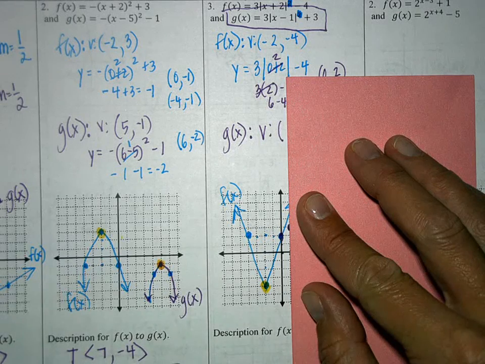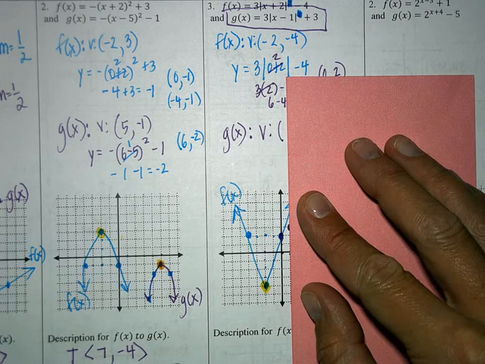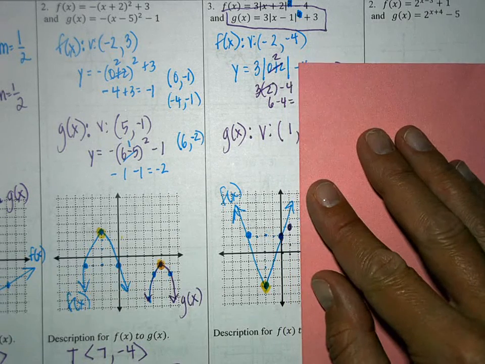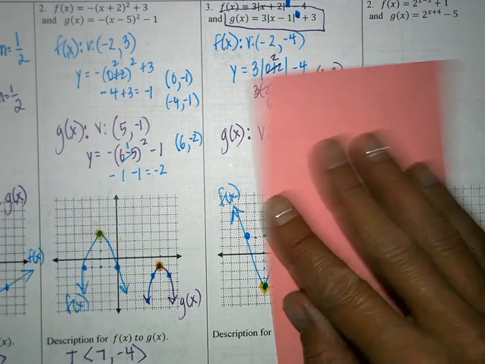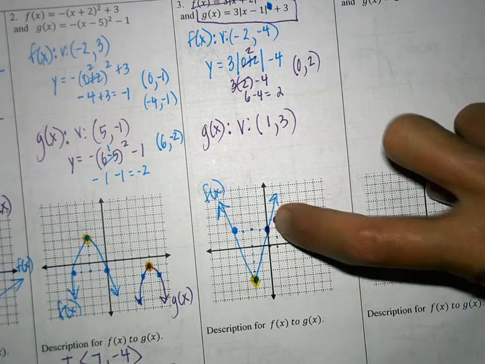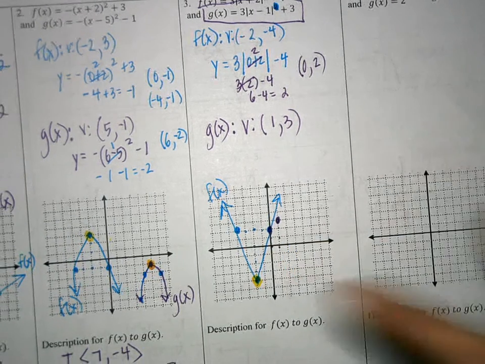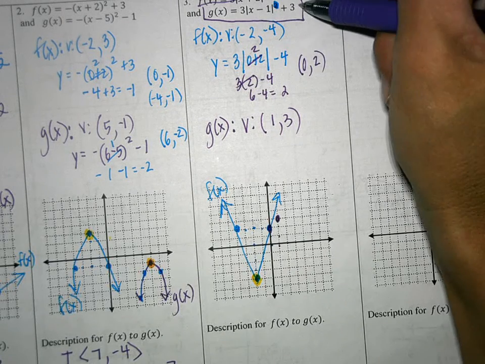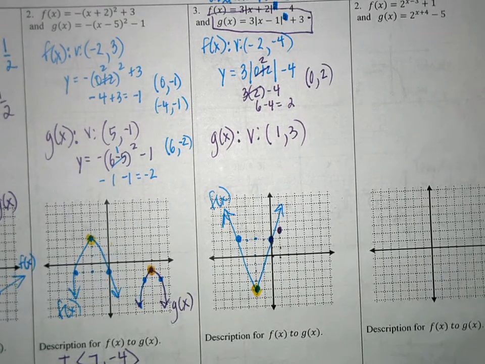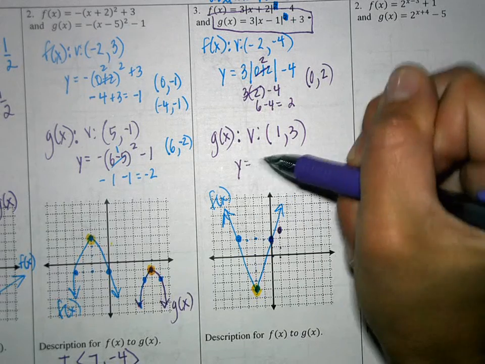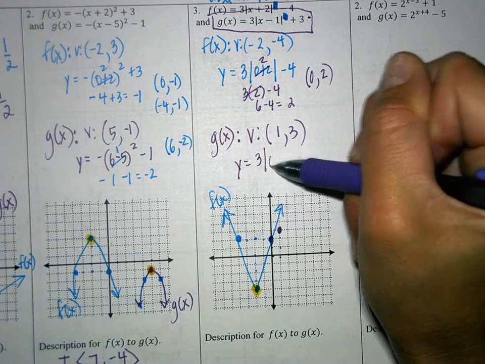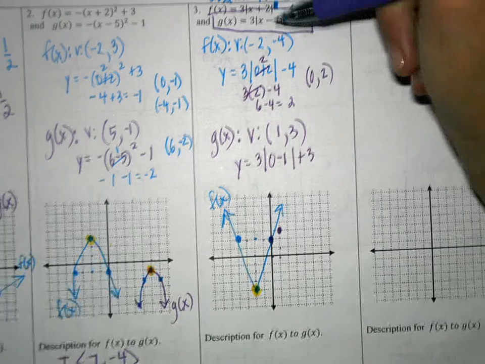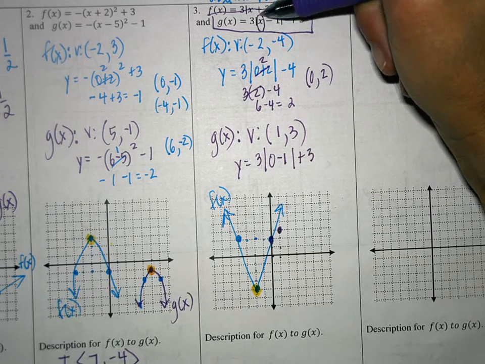So looking at this, I already have the x value for my vertex at 1. So what's a good value to choose on this one? You want to go 1 to the right or 1 to the left? Okay? In this case, I think I would choose the value of 0. I'm plugging in 0 into this equation right here. So that means we'd have y equals 3 absolute value of 0 minus 1 plus 3. I'm plugging in 0 for my x value.